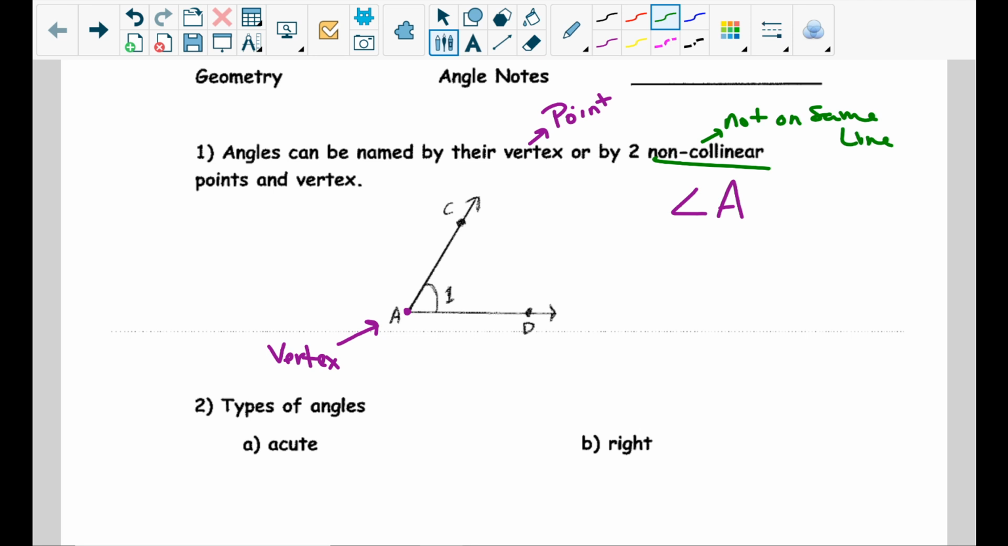C and D, right? So I can say angle, and again, you have to do this in order, like if I'm tracing this angle, C, A, D. Okay? I can go in reverse order. So I can say angle DAC.